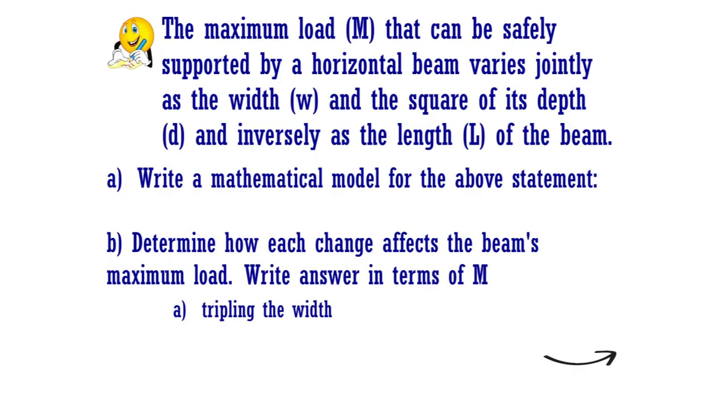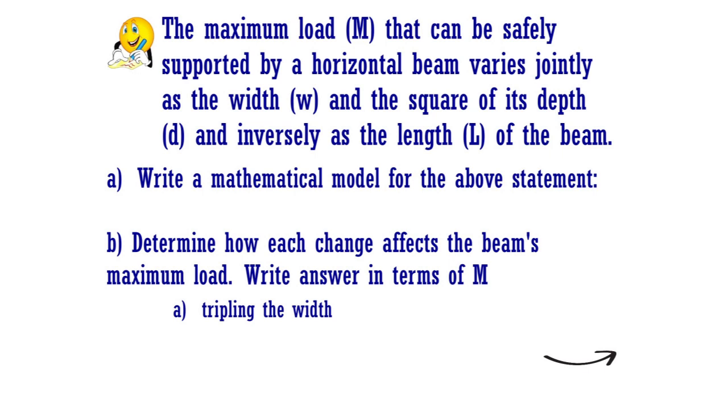All right, I got one more for us here. This one does not have any numbers in it. This is just understanding sort of what happens. This is kind of a nice engineering kind of problem. It says here that the maximum load that can safely be supported on a horizontal beam varies jointly as the width and the square of its depth. Okay, so it's jointly, meaning it's multiplied. That sort of makes sense.